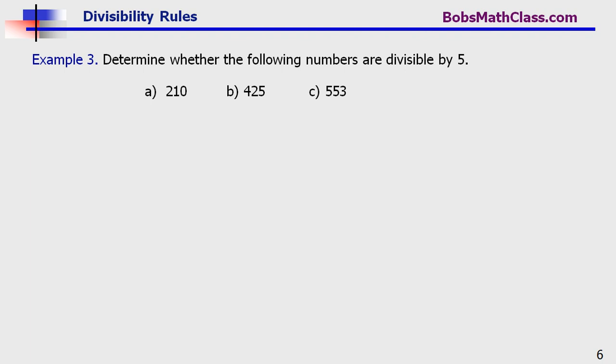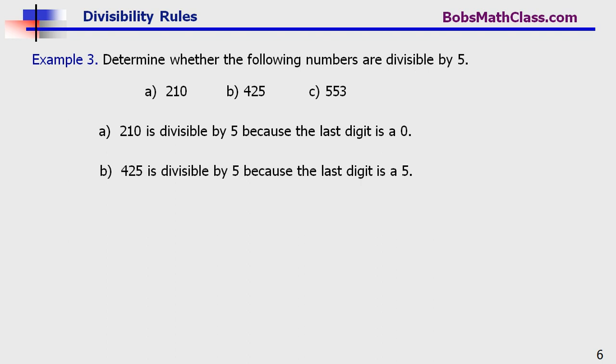Okay, the first one, 210. 0 or 5? Yes. So it is divisible by 5 because the last digit is a 0. B, 425. Last digit, is it a 0 or 5? Yep, it is. So it is divisible by 5.